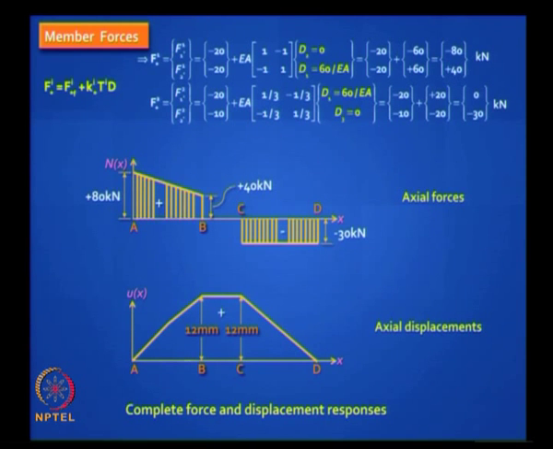So this is a complete solution, right? We will see how you can do the same problem using TD matrix, and the choice is left to you which way you wish to do in the next class. Thank you.